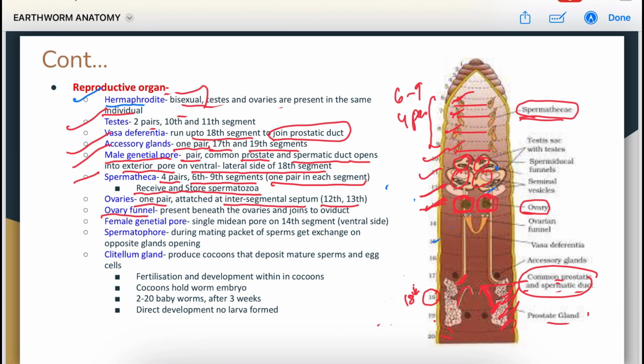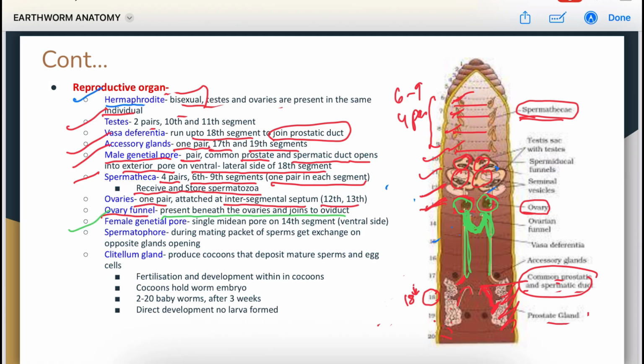Next is the ovary funnel. This part is the ovary funnel connecting to the oviduct, present beneath the ovaries. This is the oviduct, this is the ovary funnel, and this part is the ovaries. Basically, the ovaries join to the funnel and the funnel joins to the oviduct. Upper is the ovaries, below the ovaries is the ovary funnel.